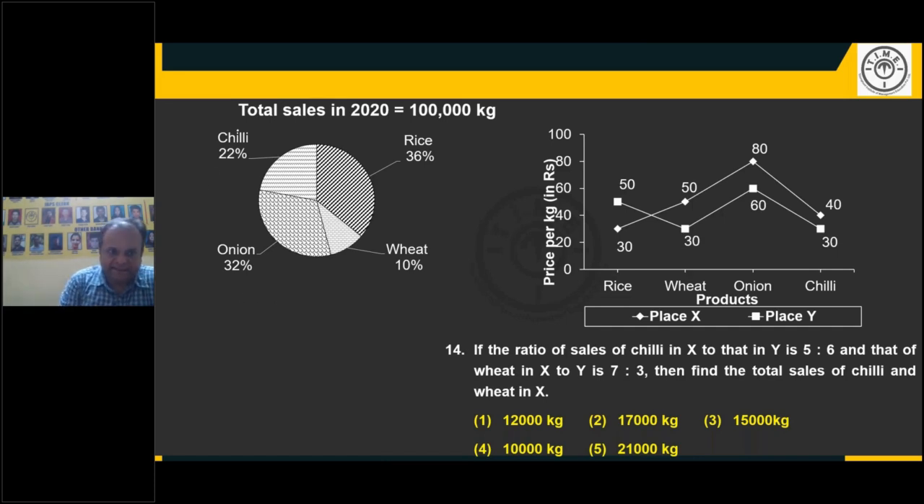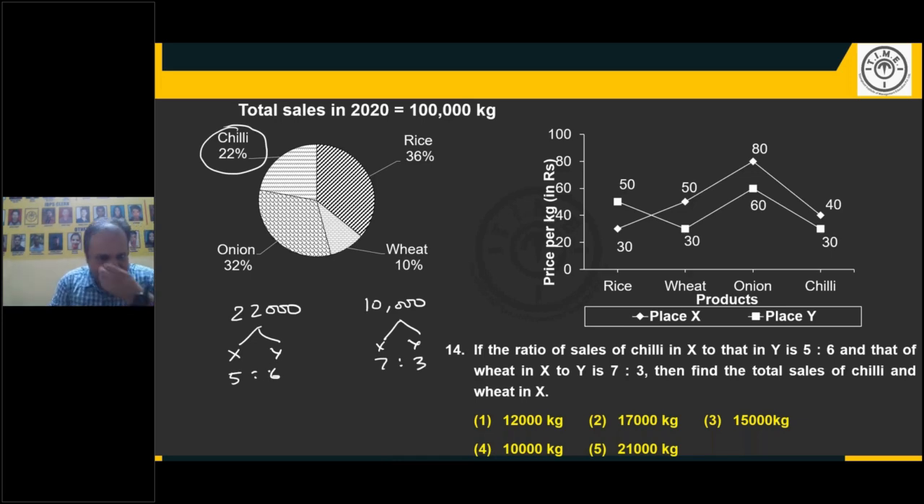So chili is in contention now. Chili is 22%, so chili total would be 22,000 surely. And wheat is obviously, we know, 10,000. So this at place X and place Y has been given 5:6, and this at place X and place Y is given 7:3. So this is an easy question. I think you should get it. We have to find the total sales of chili and wheat in X. So this is 5/11 of 22,000, and this is 7/10 of 10,000, right? So tell me the answer. What is the answer that is coming?